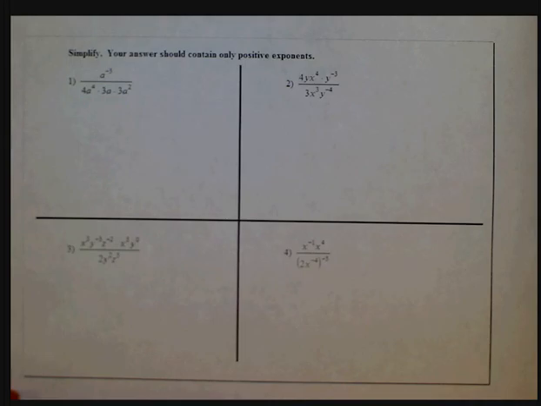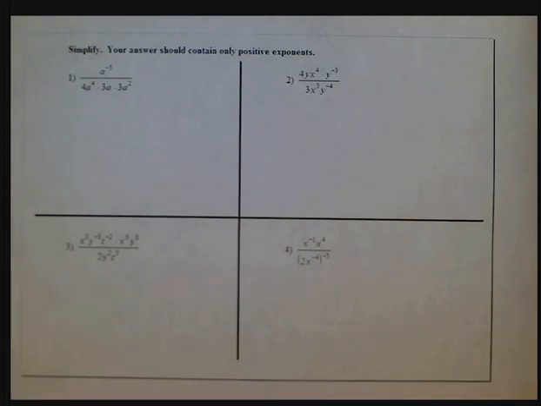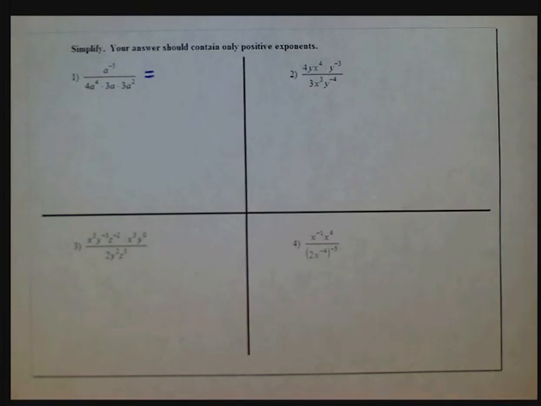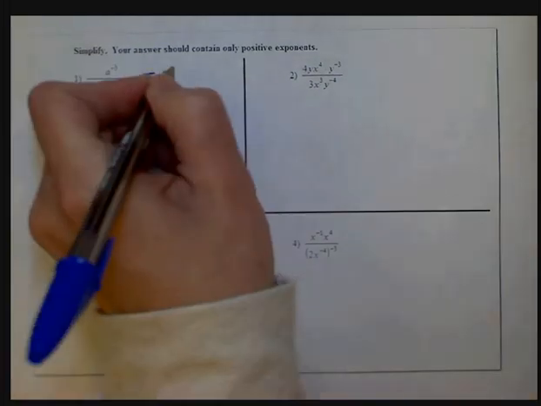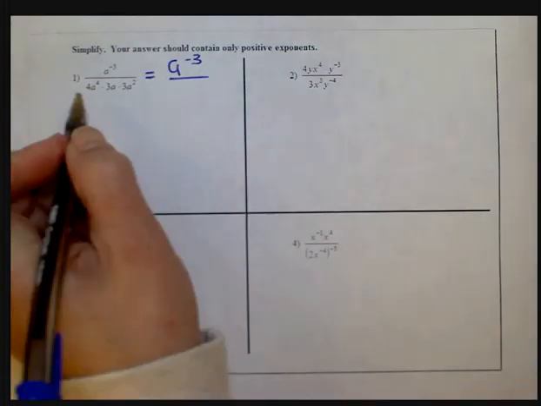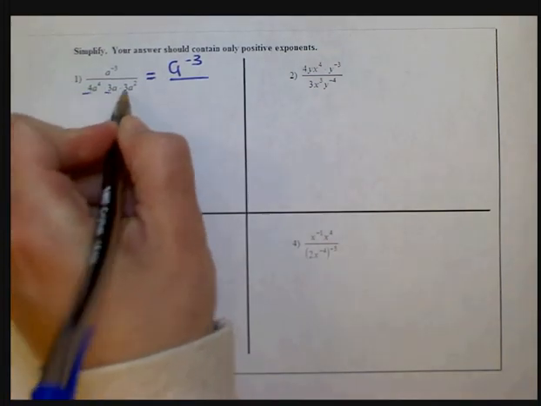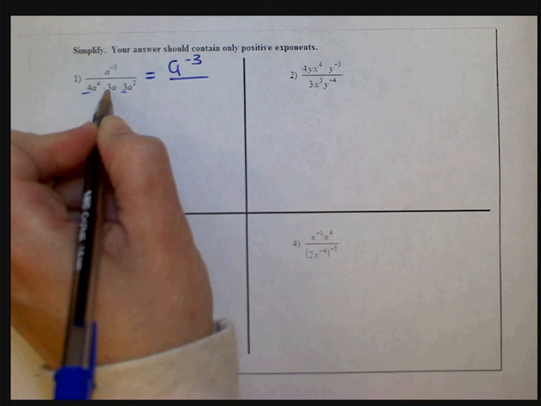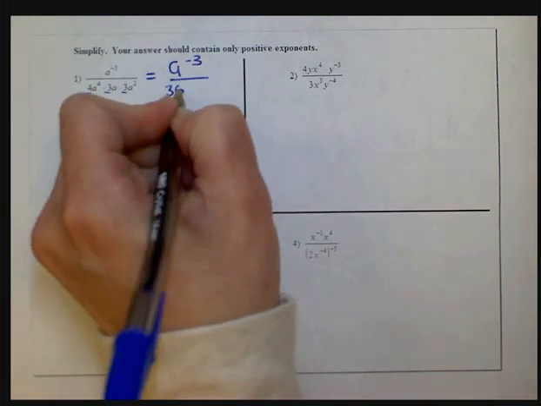Example number 1. a to the negative 3 divided by 4a to the 4th times 3a squared times 3a. So the first thing we're going to do is simplify the bottom. I'm going to use my multiplication rule of exponents, saying if I have like bases being multiplied, I will add the exponents. So the top I'm going to leave the same, a to the negative 3, divided by numbers I treat like numbers. So I'm going to take 4 times 3 times 3. So 4 times 3 is 12. 12 times 3 is 36.